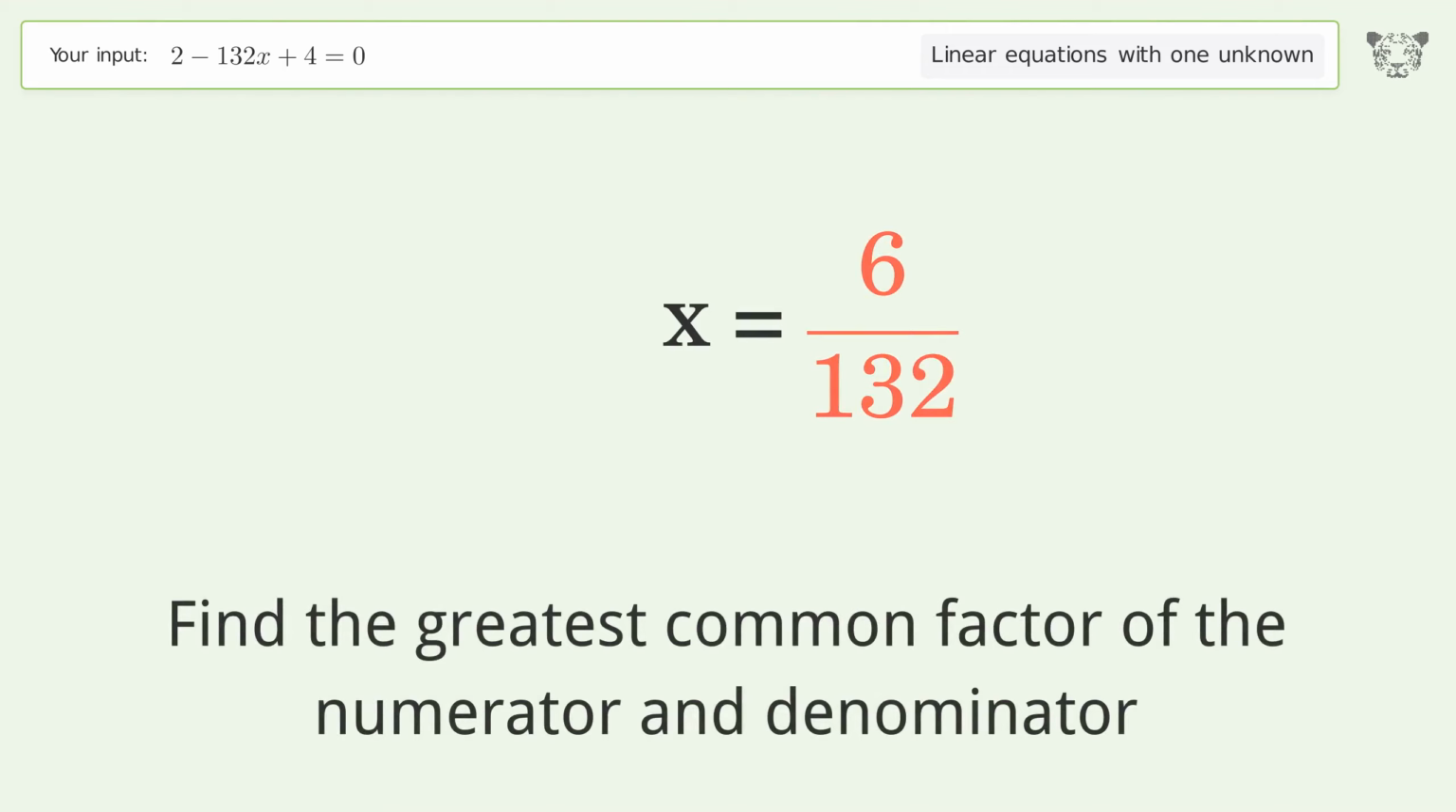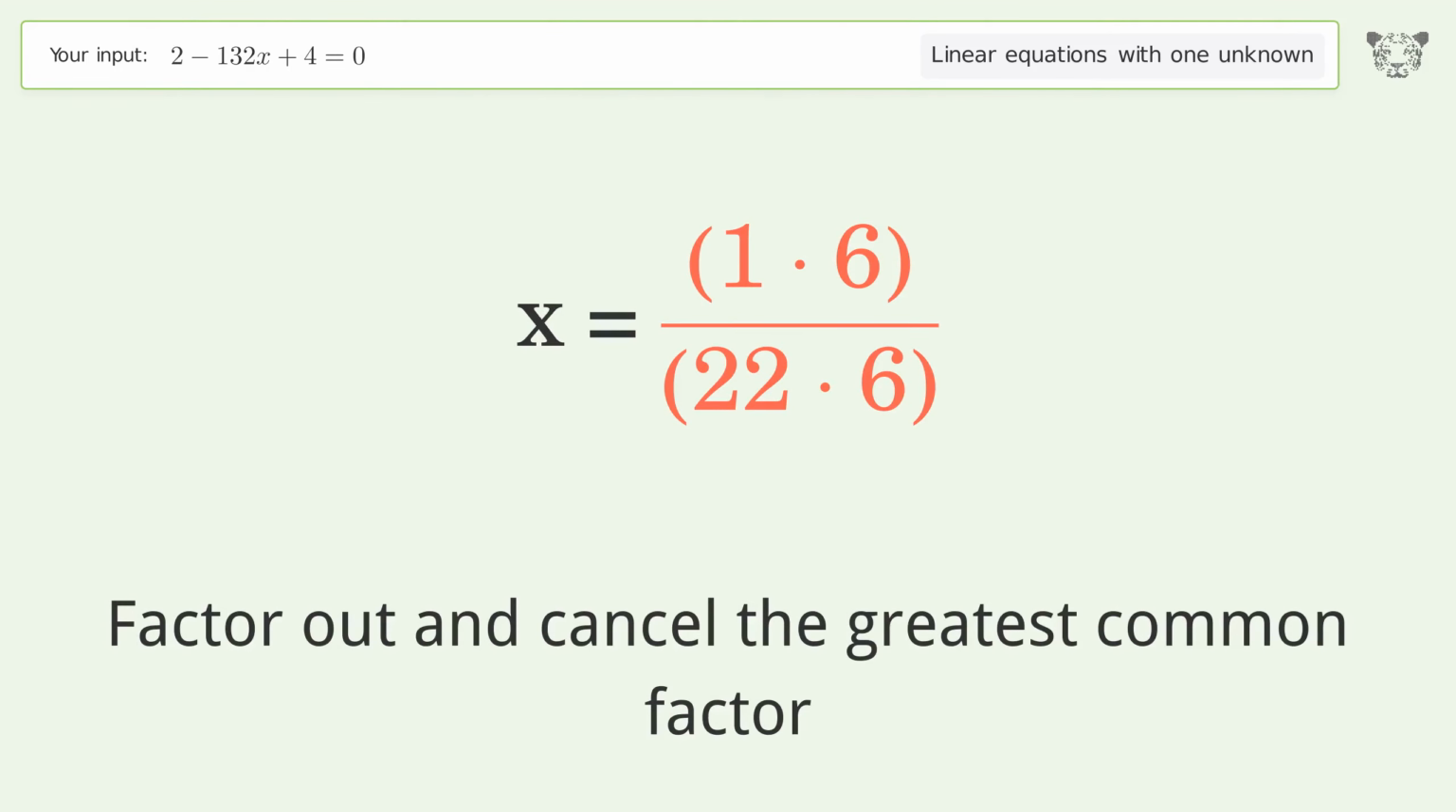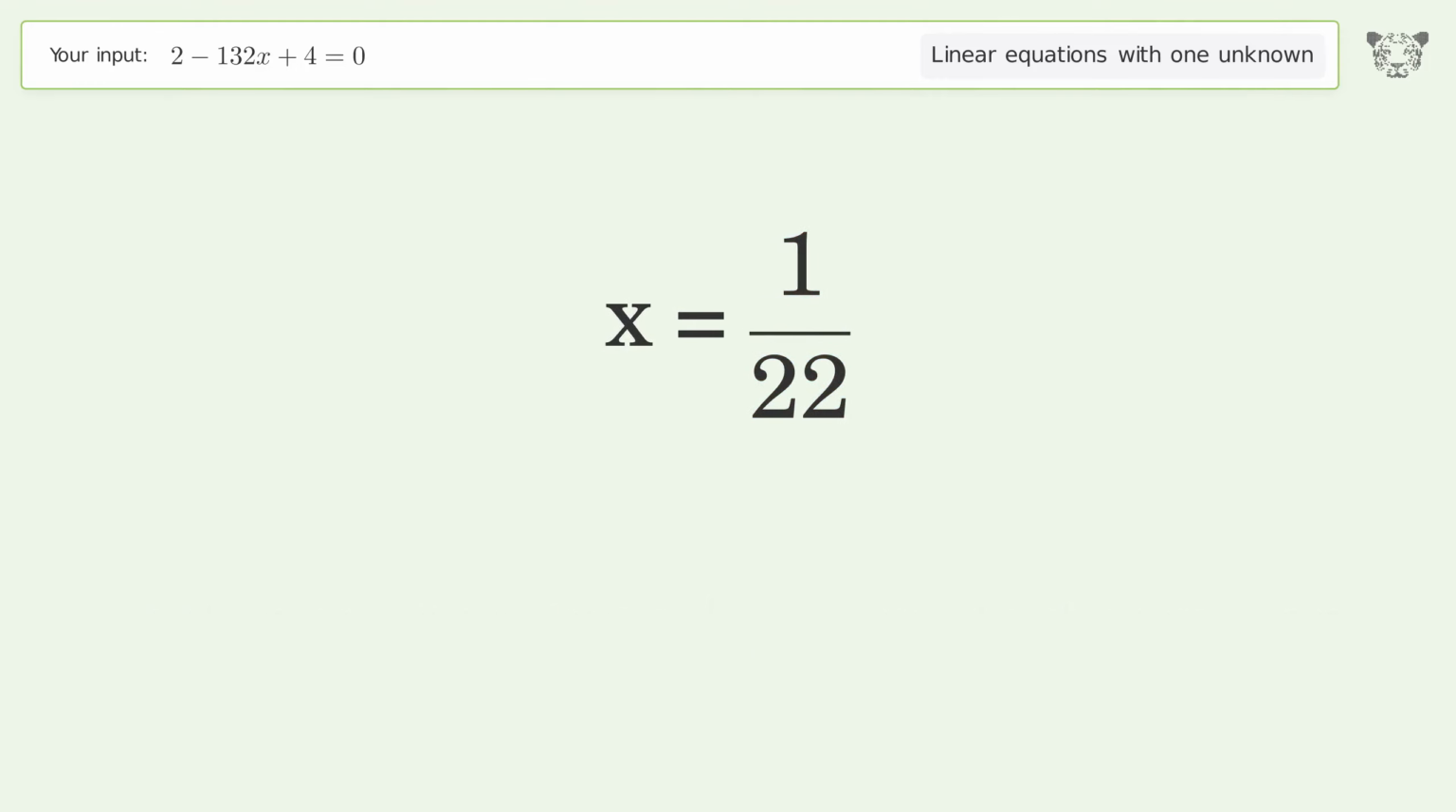Find the greatest common factor of the numerator and denominator. Factor out and cancel the greatest common factor. And so the final result is x equals 1 over 22.